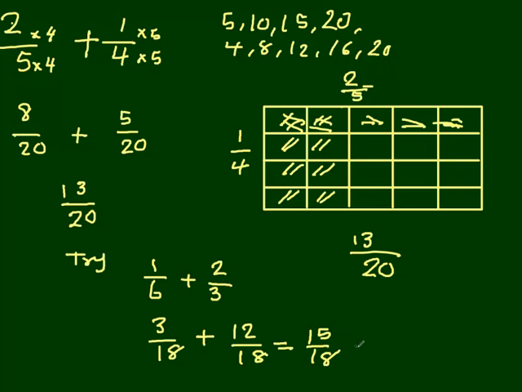Now that's the answer. You can improve this answer by simplifying 15 and 18. The 15 and 18 are in 3's times table, so you divide both these numbers by 3. So how many 3's go into 15 is 5, and how many in 18 is 6. So that's your final answer.